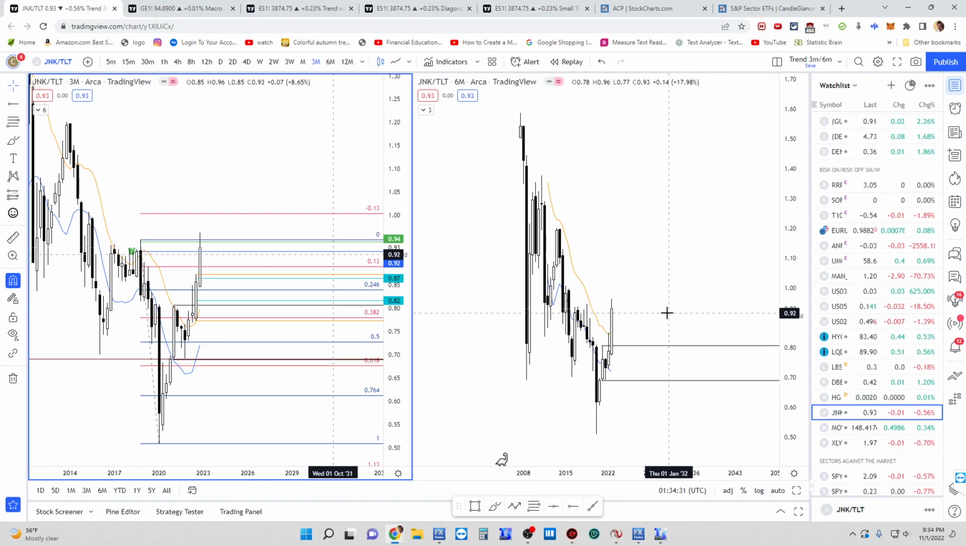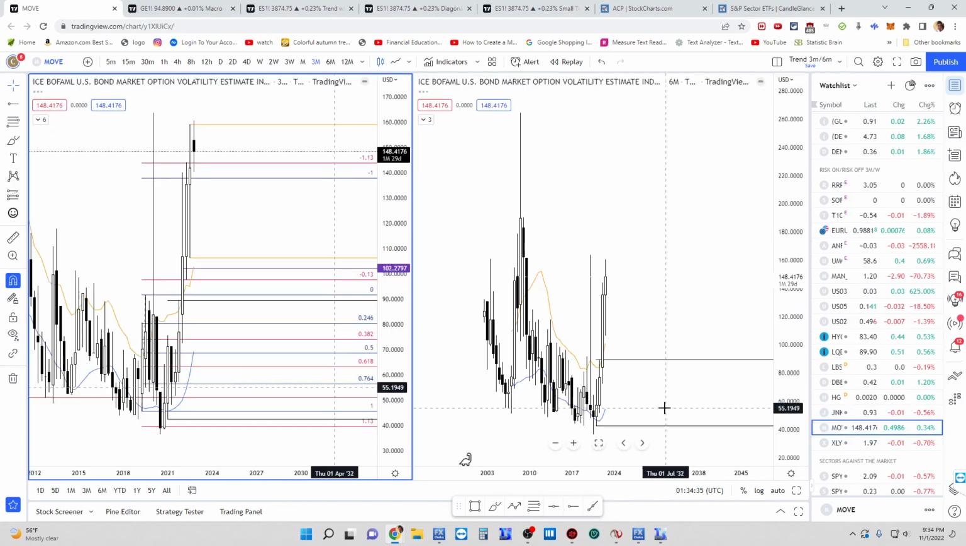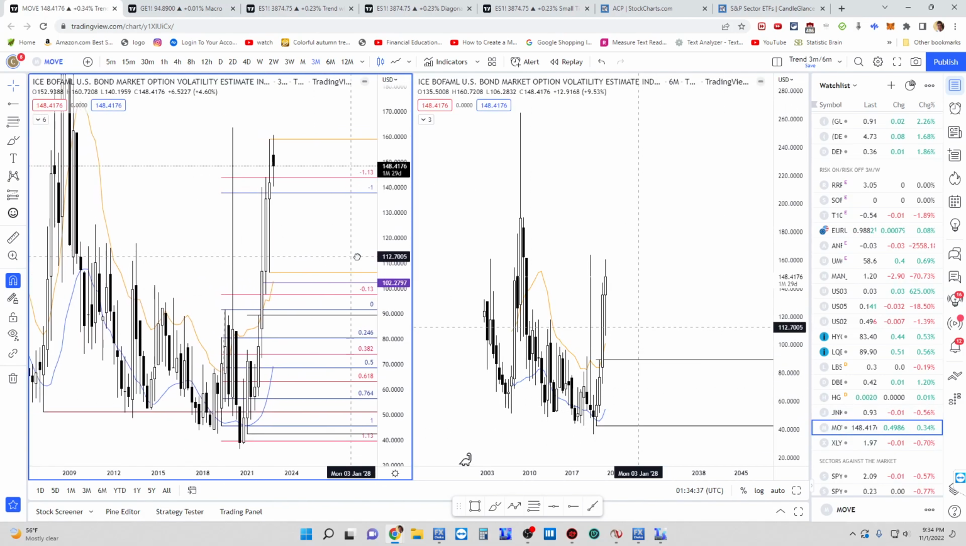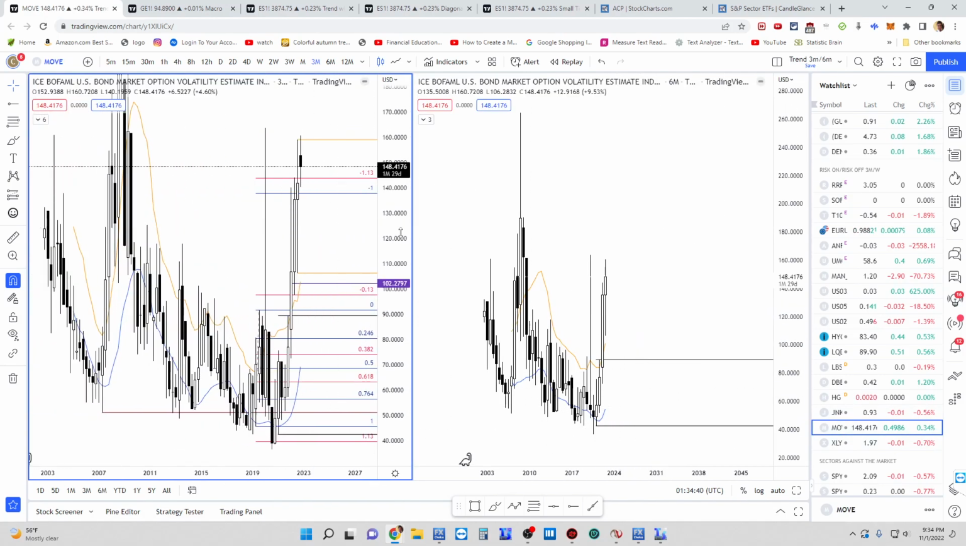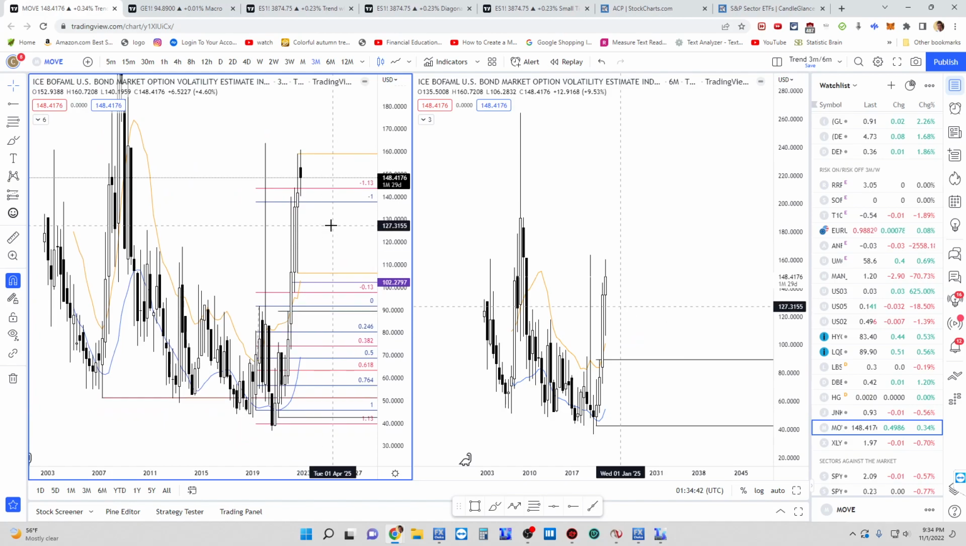Before we get weakness in junk corporate bonds. The MOVE index is the fear bond index, and the bonds are afraid. Failure of the 60-40 portfolio. And with this MOVE index being so high, it makes sense.